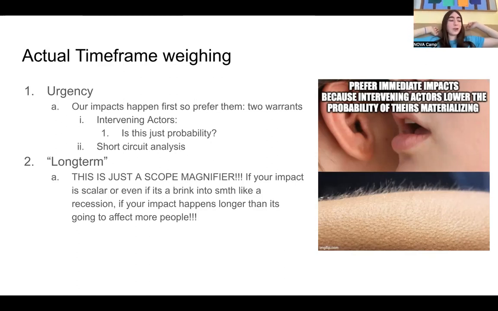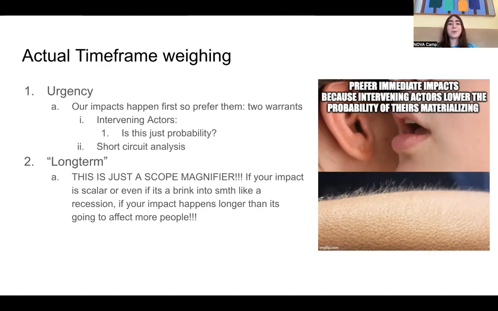Like if you're saying your impacts happen first and you make the analysis that if your impacts happen first, then their impacts won't happen, then you've just done short circuit weighing, but you're also doing this time frame, our impacts happen first analysis, which I think makes it stronger. Okay, let's talk about long-term weighing.